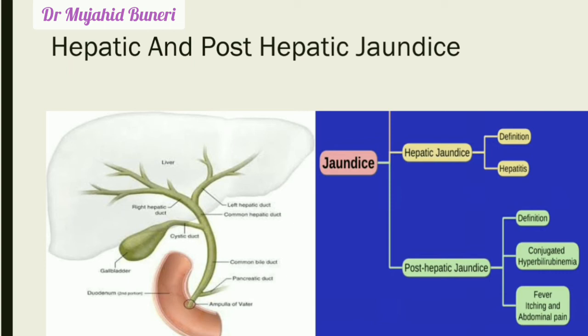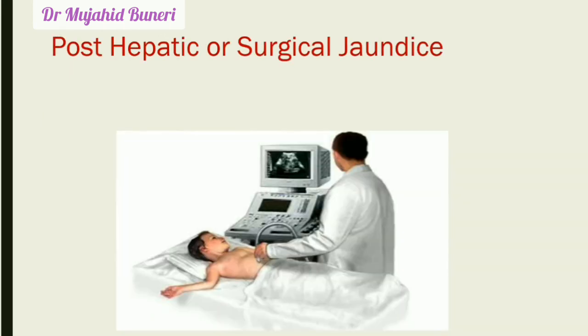And remember, if you are suspecting a case of surgical jaundice, the initial investigation should always include ultrasound abdomen. It is the best initial investigation to look for this. Okay. So now you are clear about the prehepatic, hepatic, and post-hepatic causes of jaundice.